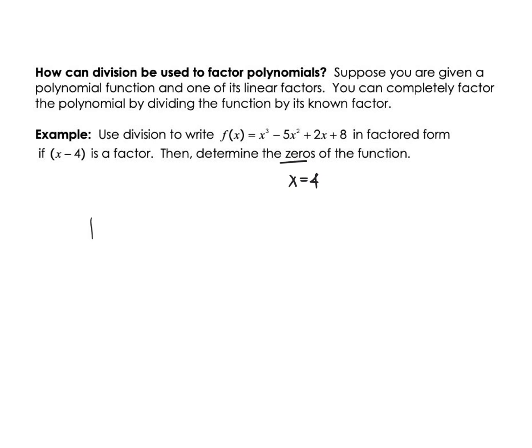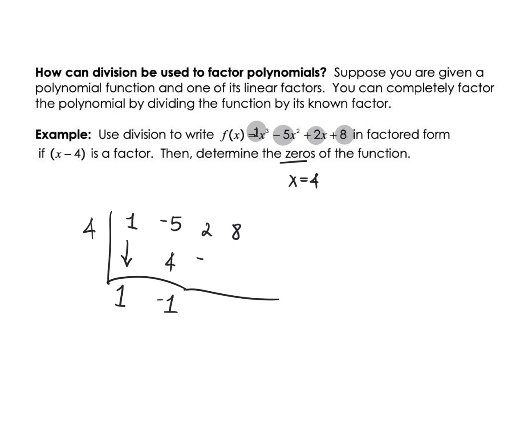So we take 4, and we use synthetic division on our polynomial. This is 1, negative 5, positive 2, and positive 8. So we write 1, negative 5, positive 2, and 8. Bring down the 1. 1 times 4 is 4. Negative 5 plus 4 is negative 1. 4 times negative 1 is negative 4. Then we have negative 2. And then we have a negative 8, and it's 0.